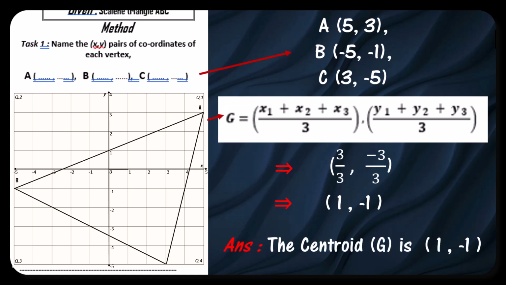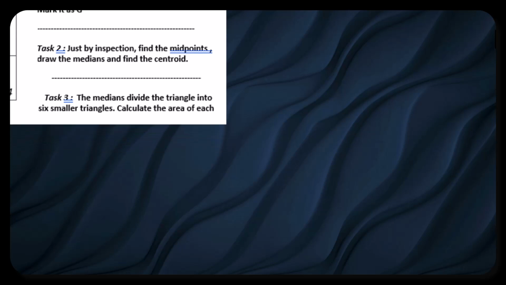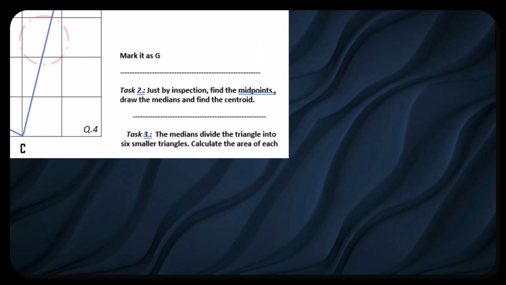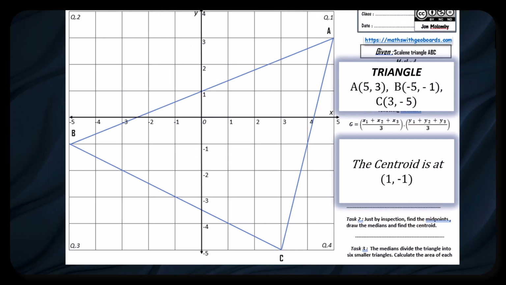Now what's important to note here is that we haven't needed to know the medians. We've just worked it out from the vertices. We're going to draw the medians anyway. And in this particular triangle, it's very easy just by inspection to see where those medians belong, because the midpoints are so easy to find. There's the first one, there's the second, and there's the third. And we see from the drawing, indeed, the centroid is at 1, negative 1.